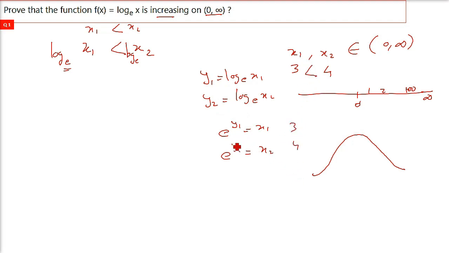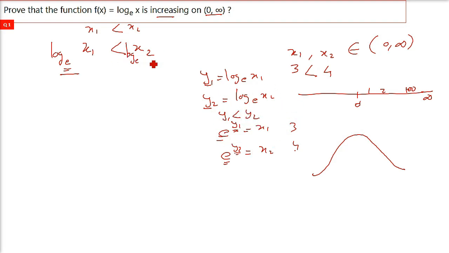So if x1 and x2 are 3 and 4 and e is a constant value, about 2.17, then y1 and y2 should also follow the same relationship. That is, y1 has to be less than y2 because e is a constant. If you take the constant and raise it to certain powers, then it has to follow that if x1 is less than x2, then y1 has to be less than y2. So y1 should be less than y2. You can take any number between 0 and infinity and verify it and check it.